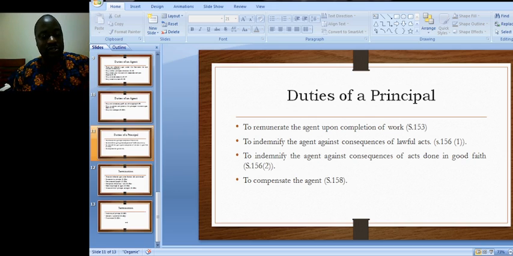Number three, to indemnify the agent against consequences of acts done in good faith. Number four, to compensate the agent in case of an injury or any loss.